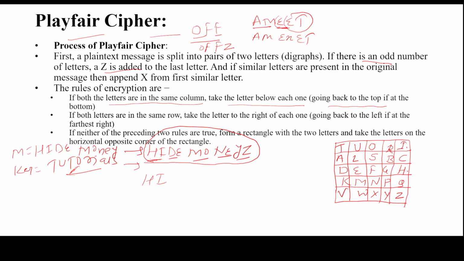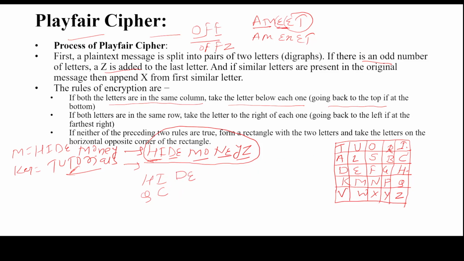Means if my first letter is at the bottom, then the next immediate first letter we have to consider. For H, what will be the next letter? Q. So for H, we have to write the Q. For I, what is the next immediate letter? Next down letter for I, that is C. For I, write the C. Now the next pair is DE.